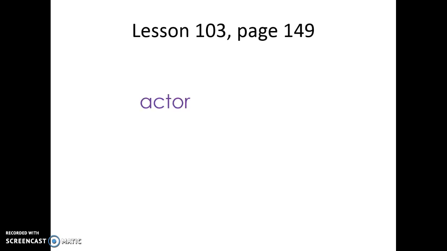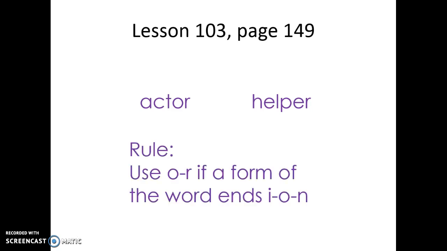All right, here are two words, actor and helper. In words like actor, the ending is spelled O-R. In words like helper, the ending is spelled E-R. Here's a rule for spelling many words that end with the morphograph O-R. There are rule breakers, but for many words, use O-R if a form of the word ends I-O-N. The rule is use O-R if a form of the word ends ion or I-O-N.